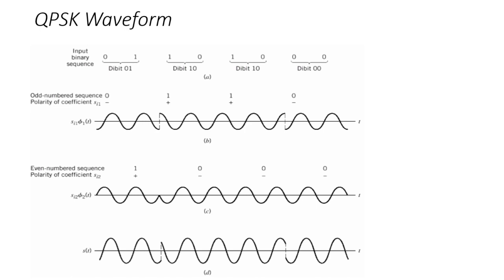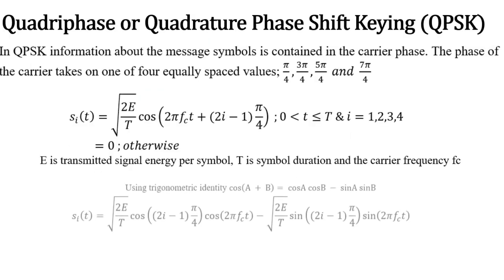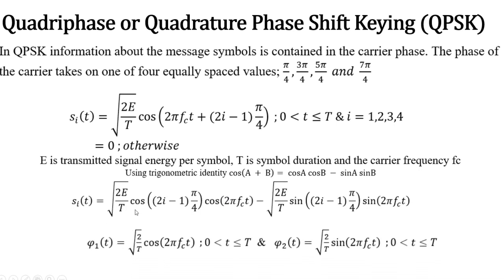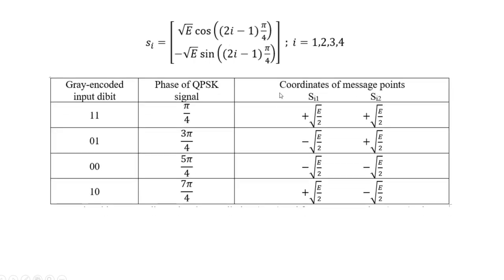Now we will generate the QPSK signal. As you can see from the waveform, it has two parts, the odd part and the even part. The odd part is si1 phi 1 of t. si1 phi 1 of t is this, which is square root of 2E by T cos of (2i minus 1) pi by 4, times cos 2 pi fc t. So leaving that aside, si1 will be square root of E cos of (2i minus 1) pi by 4.